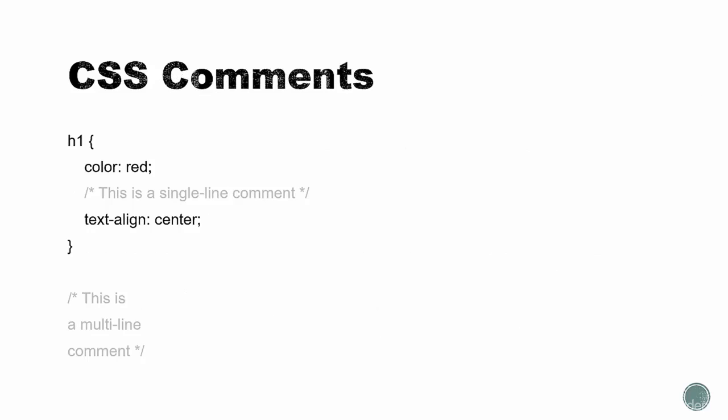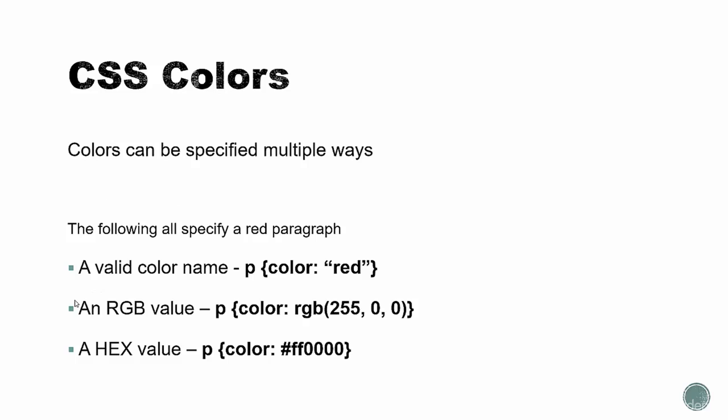CSS comments are actually really easy. We just need to use the /* to open a comment and then the asterisk slash to close it. And this is a single line comment. Down here we have an example of a multi-line comment, which both use the same syntax.